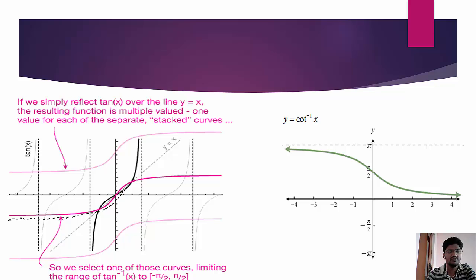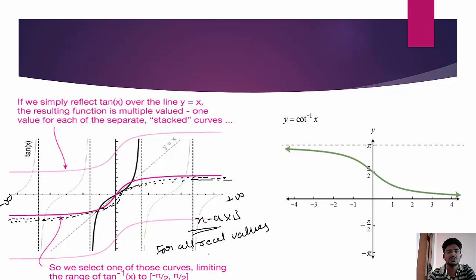This is the graph of tan inverse x. You can see that from minus infinity to plus infinity on the x axis, you are having your graph. Clear? That means for all real values, it is defined.